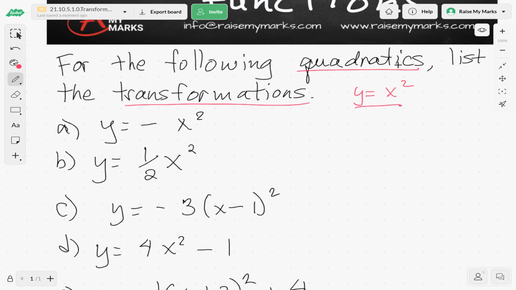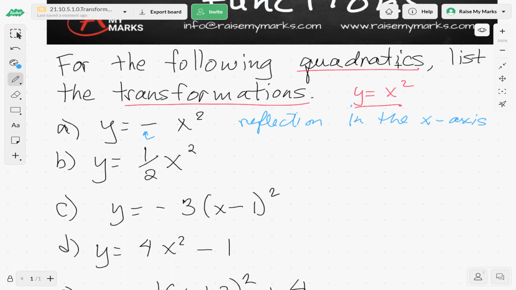Okay, first one. Let's use blue. y equals negative x squared. So what is our transformation? It's the negative in front of the x squared. And what does the negative do? It's a reflection in the x-axis.